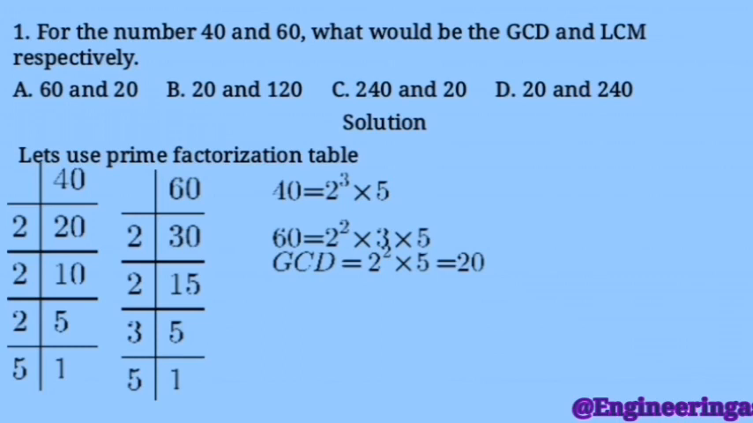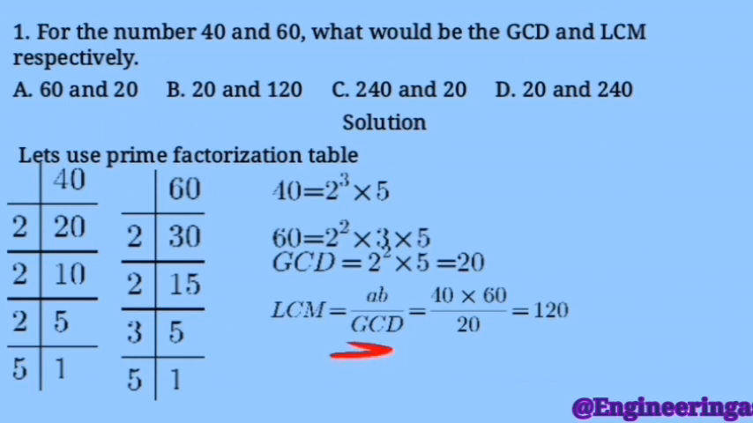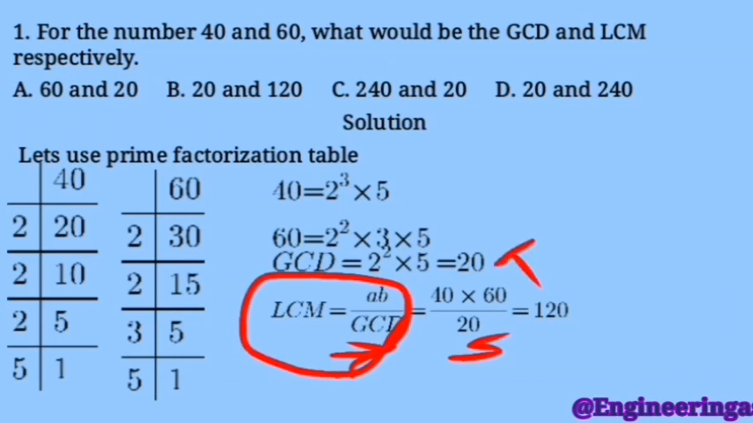So the greatest common divisor will be 20, and for the LCM we use a formula: the least common multiple will be AB over GCD. A and B mean the two numbers, 40 and 60. So we will substitute the numbers inside this formula. A will be 40 and 60 will be B. So 40 times 60 over 20. The GCD we already calculated is 20. So 40 times 60 over 20 will give us 120.